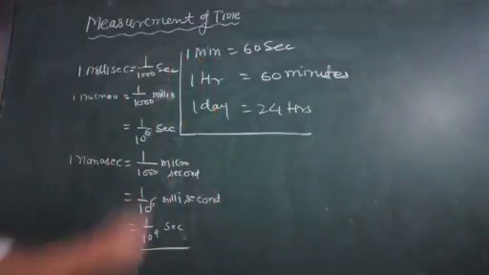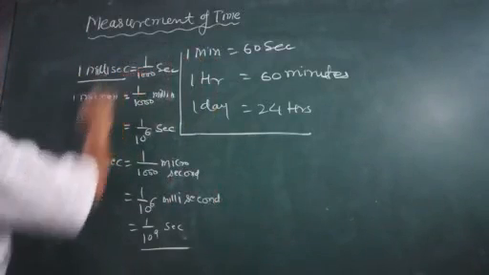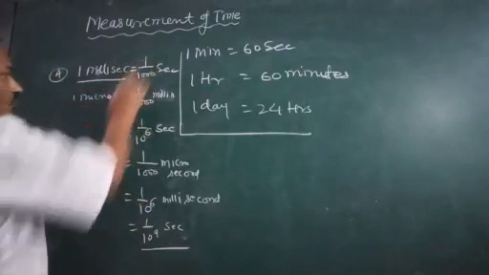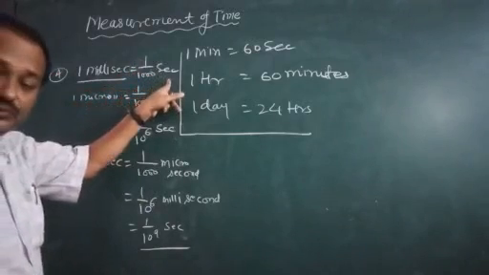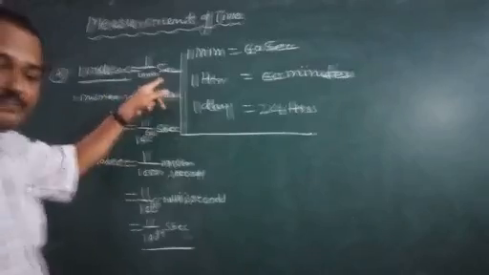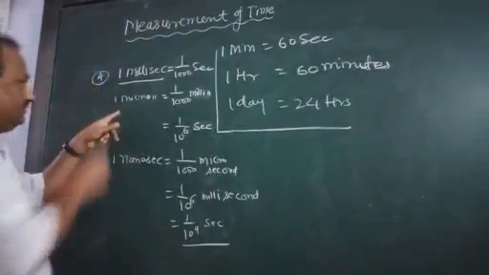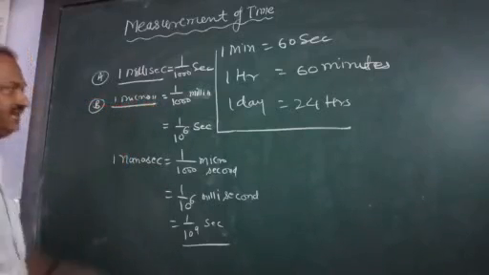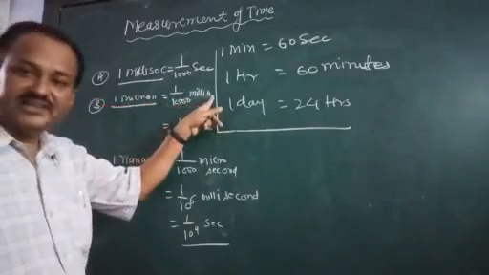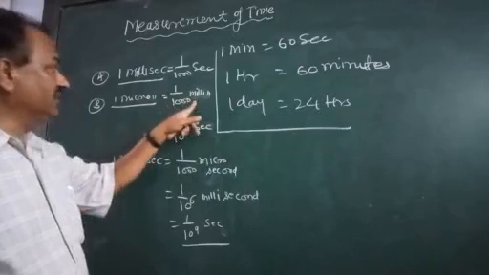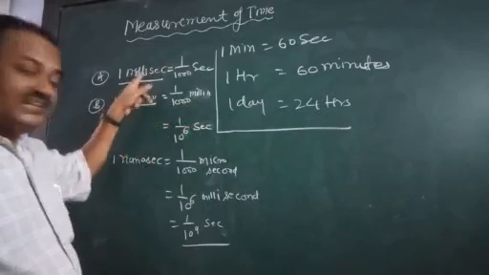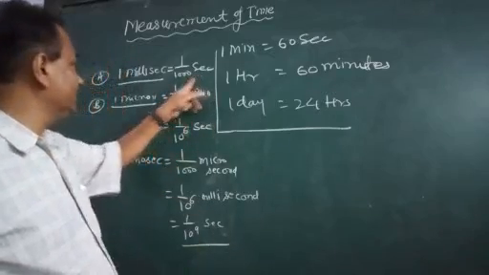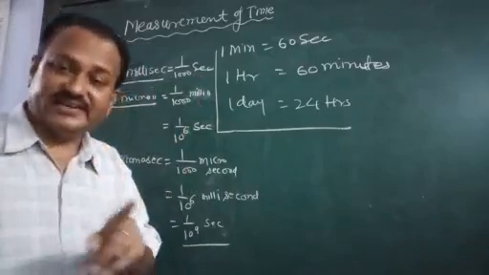See how it is. 1 millisecond is equal to 1 upon 1000 second. Now 1 microsecond is equal to 1 upon 1000 millisecond. So there is a relationship. Once again I am repeating, 1 millisecond is equal to 1 upon 1000 second. That is, when we divide 1 second by 1000, what will it be? It will be 1 millisecond.